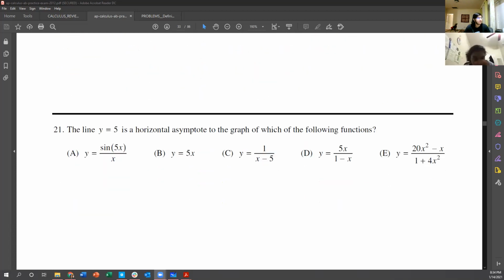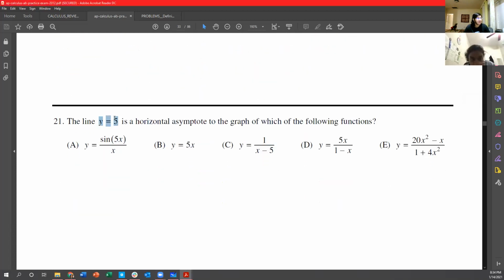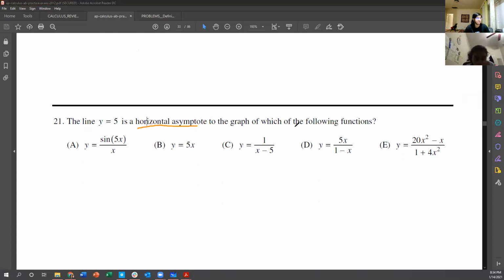Okay. The line y equals 5 is a horizontal asymptote to which of the following functions? Horizontal asymptote means that the limit as x approaches infinity of the function will equal 5. That's what it means, right? Does that make sense?